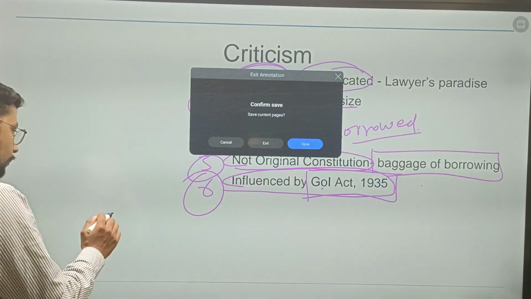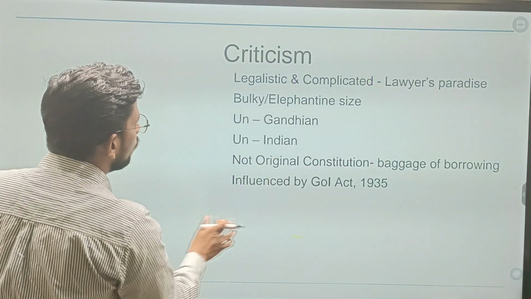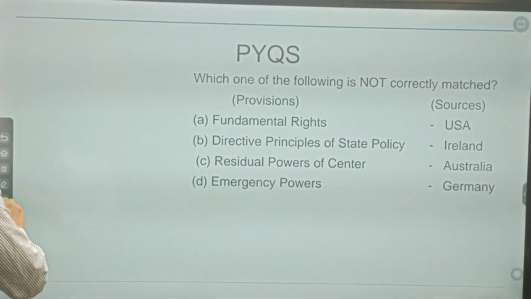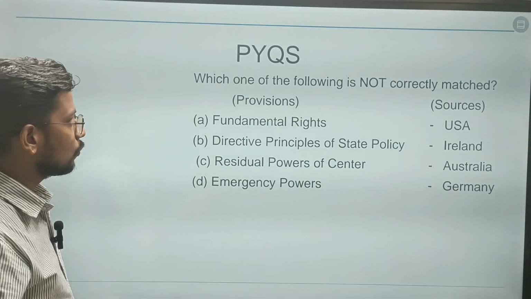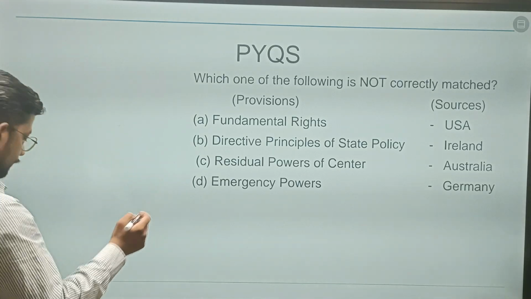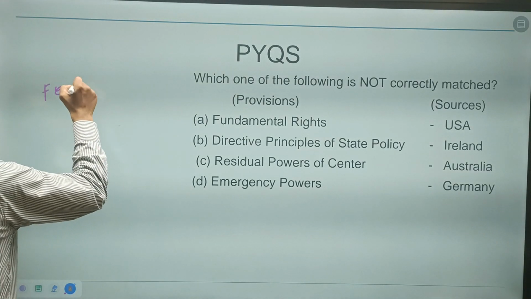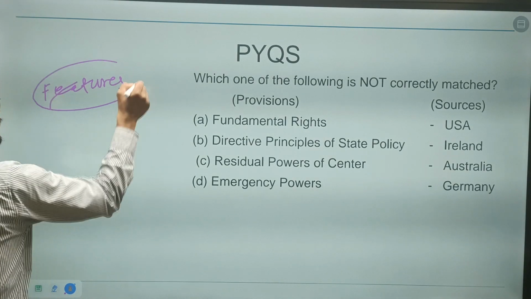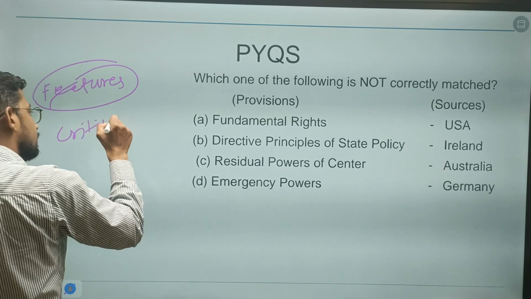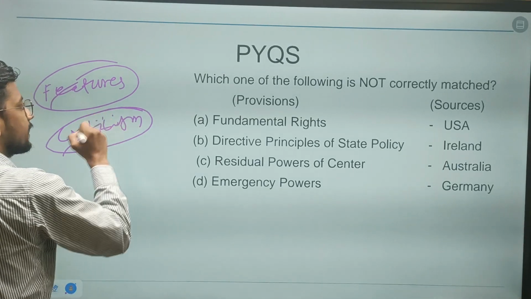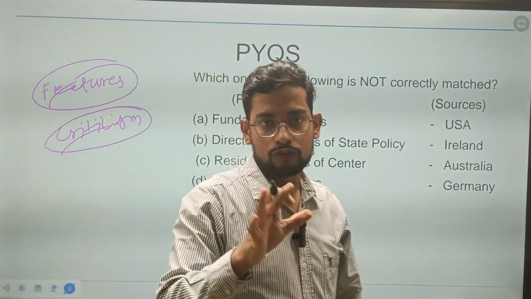So up till now we have studied about the features and criticism of Indian constitution. So what we have studied? We have studied the features in detail. Then we have studied the criticism. This can be used in answering mains question.